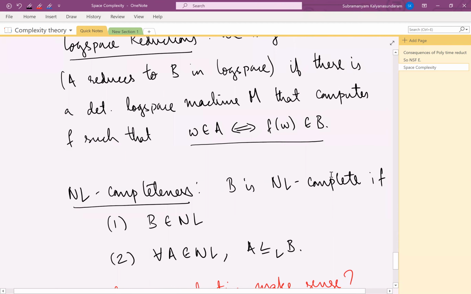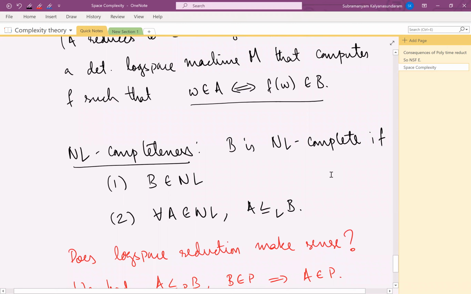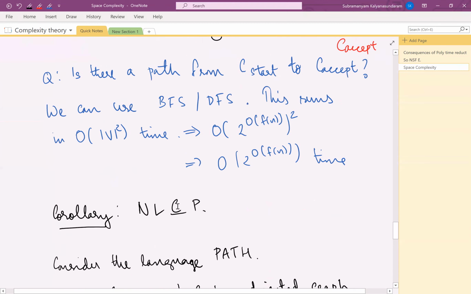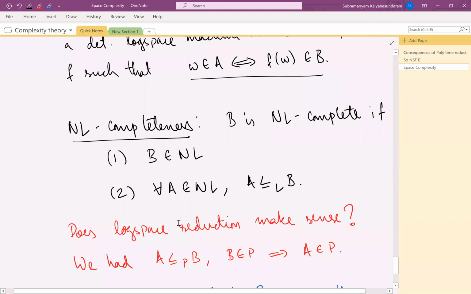Okay, so why did we define log space reduction? This is to define NL completeness, just like NP completeness. So B is NL complete, where NL is non-deterministic log space again, if and only if first B is in NL, and for all A in NL, A is reducible to B in log space. Okay, so as we already have seen, NL is contained in P, right? NL is contained in P.